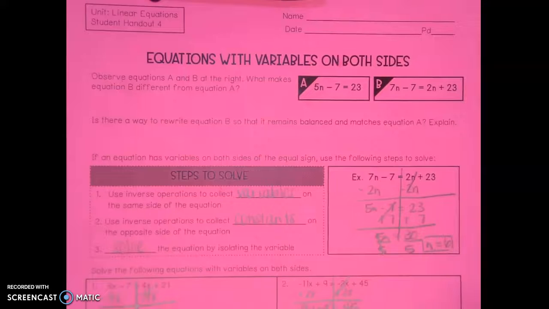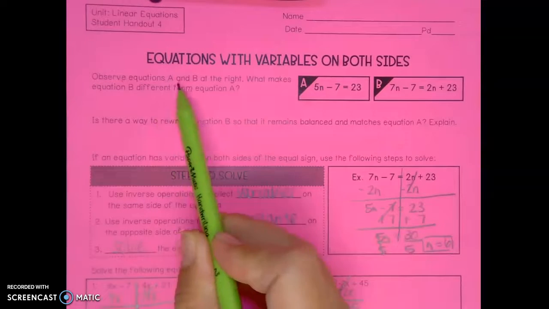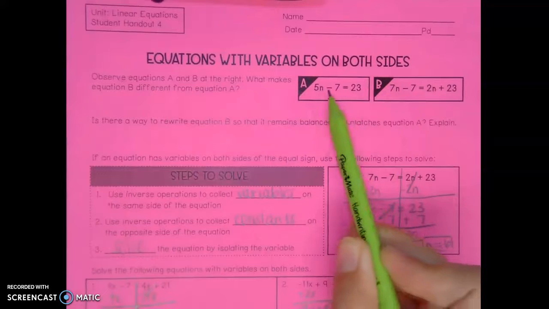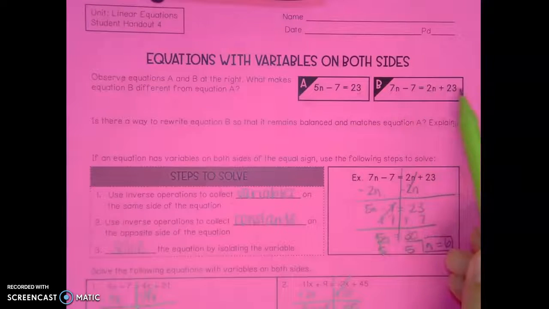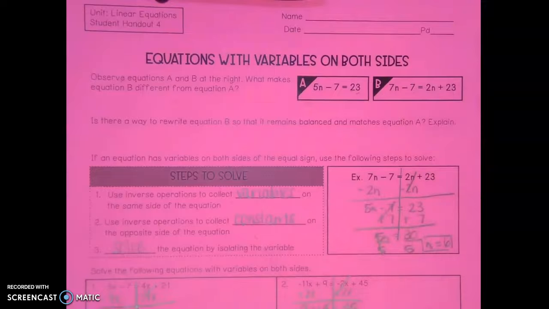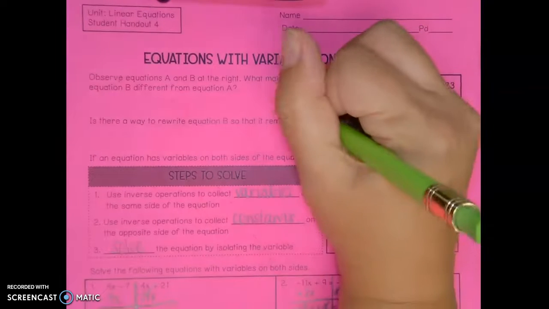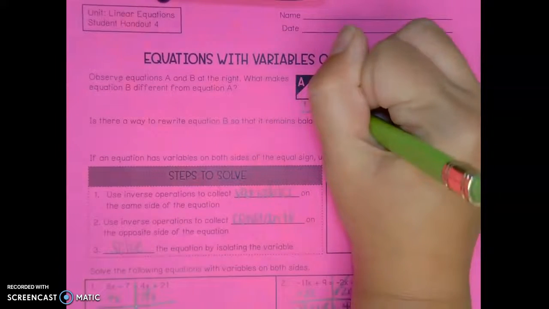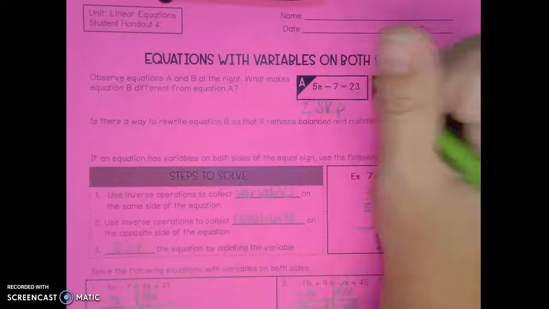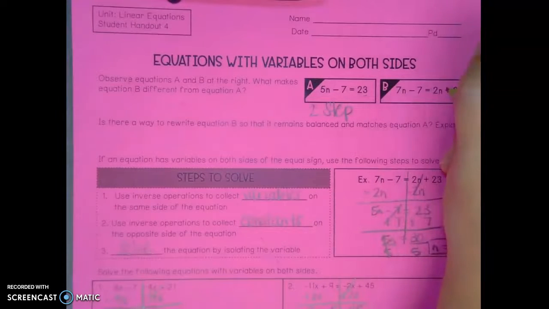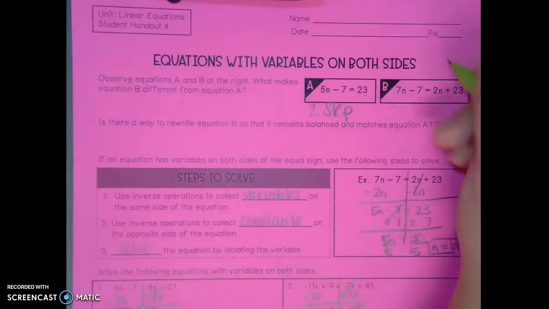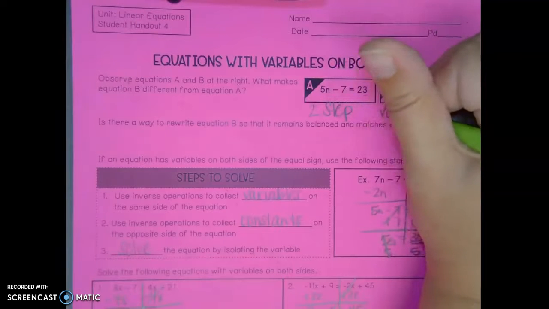So here we go. Observe equations A and B at the right. So we have A, 5n minus 7 is equal to 23, and B, 7n minus 7 equals 2n plus 23. What makes equation B different from equation A? Well, this is your basic two-step equation, right? Variable on one side. This is also an equation, a multi-step equation, but we have variables on both sides.